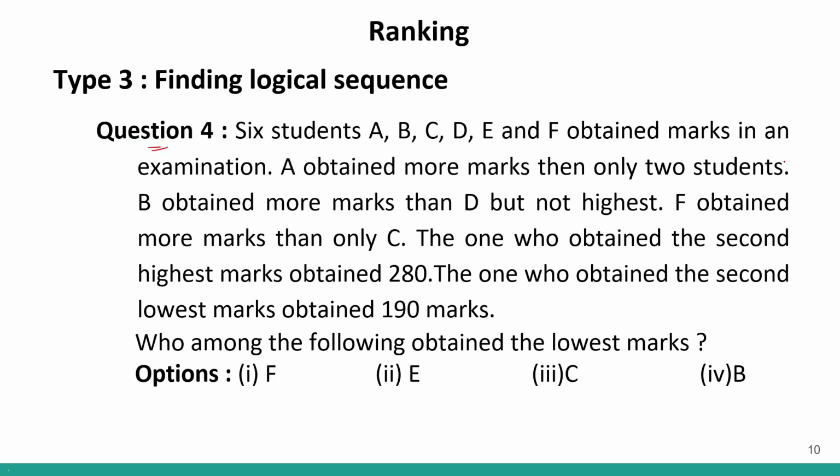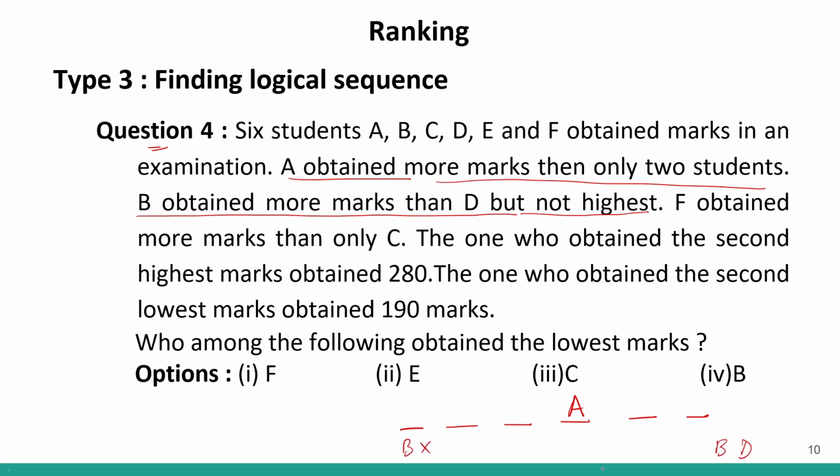So 6 students are given to us. They have obtained different marks. A has obtained more marks than only 2 students. So 1, 2, 3, 4, 5, 6. A has obtained marks more than 2 students. B has obtained marks more than D but not the highest. So B does not come here. B has scored more than D. Okay. F has obtained more marks than only C. So F will come here. C will come here. The one who obtained the second highest marks obtained 280.